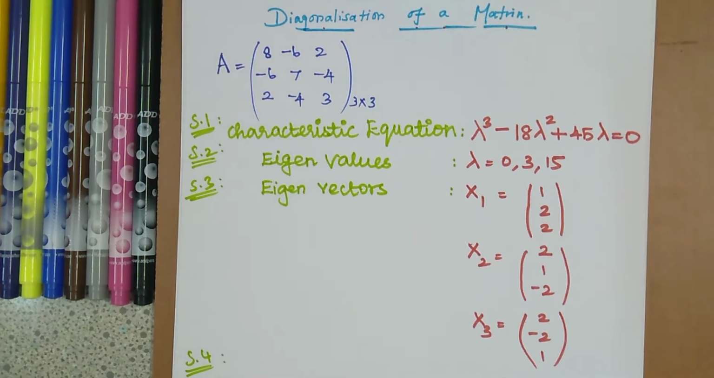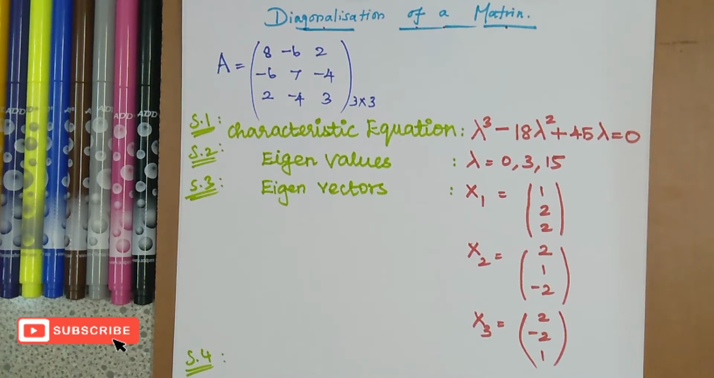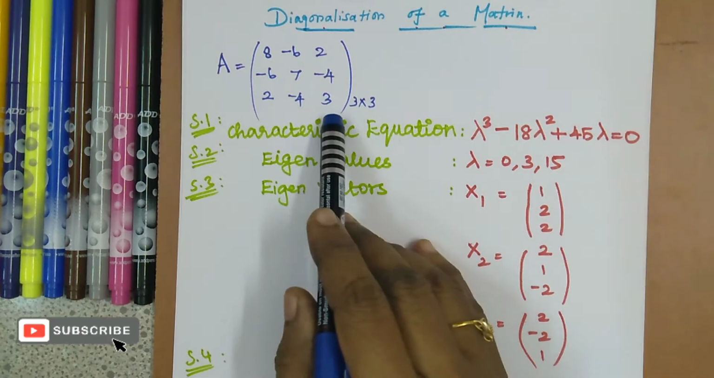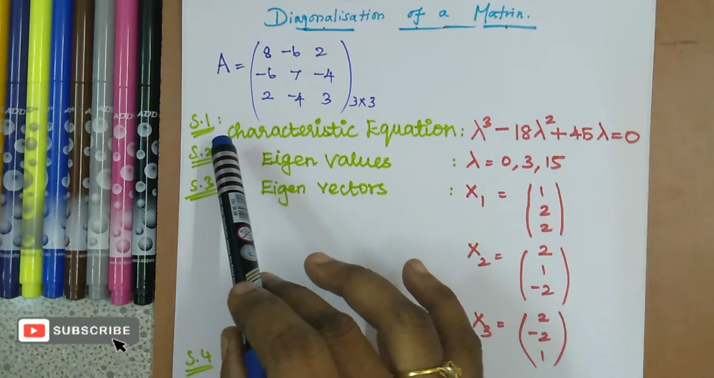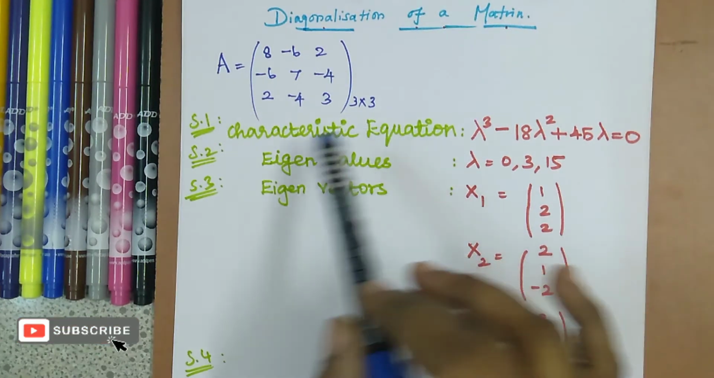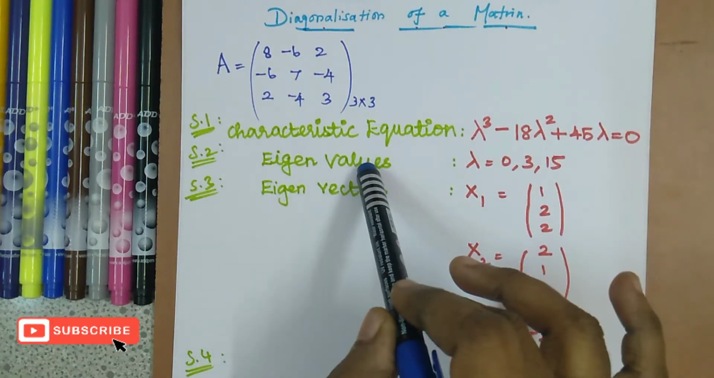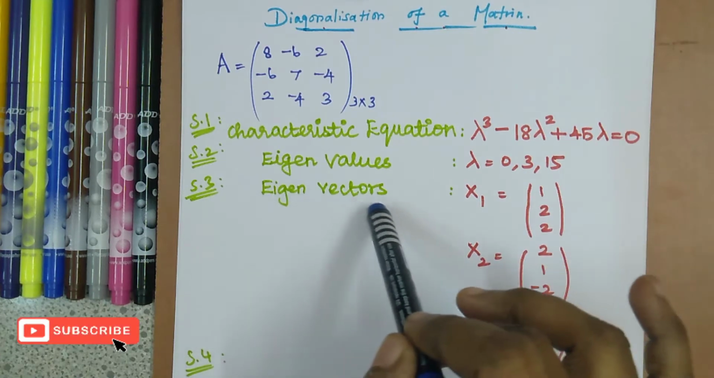In this lecture, we are going to see an important topic under matrices, that is diagonalization of a matrix. For that, I have taken a matrix A equal to [8, -6, 2; -6, 7, -4; 2, -4, 3]. It's a 3 by 3 matrix. For this, the first step is we need to find the characteristic equation, and then we have to find out eigenvalues. Afterwards, we need to find eigenvectors.